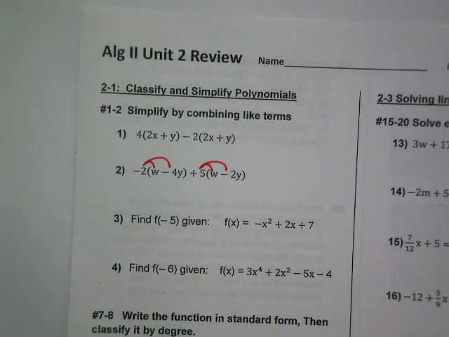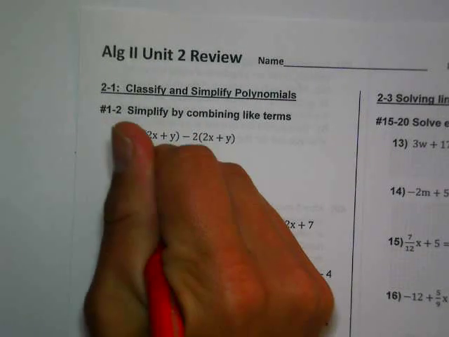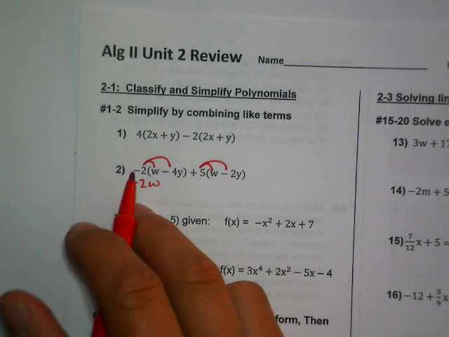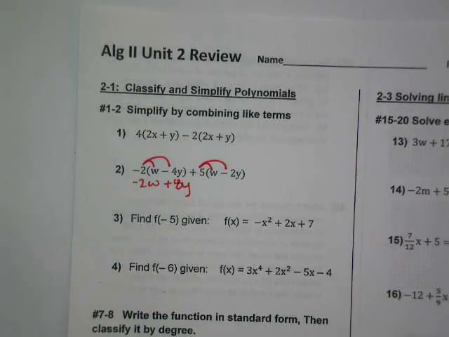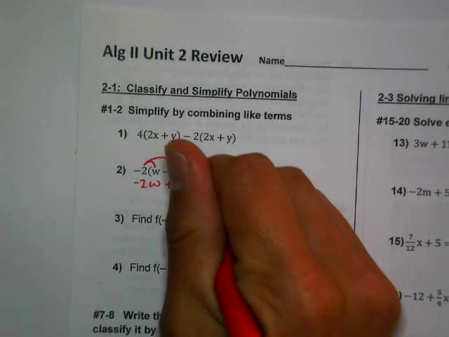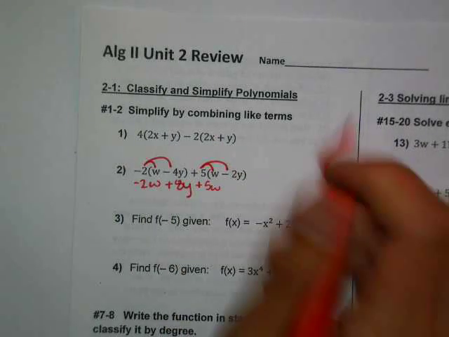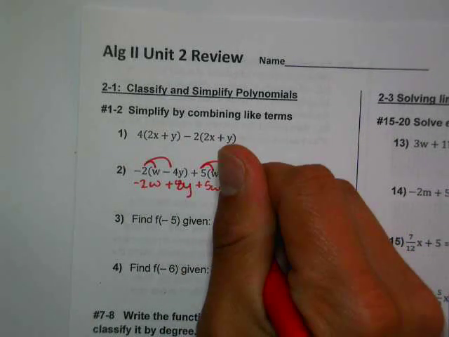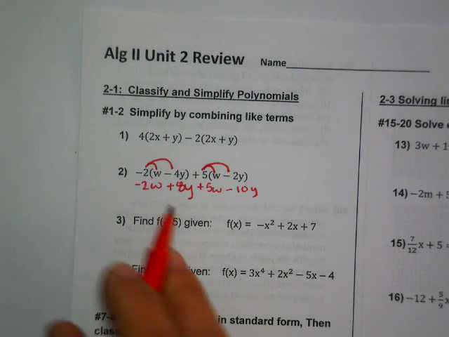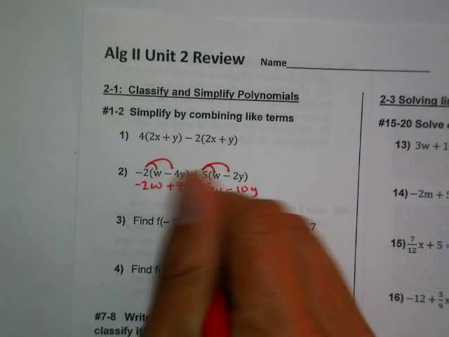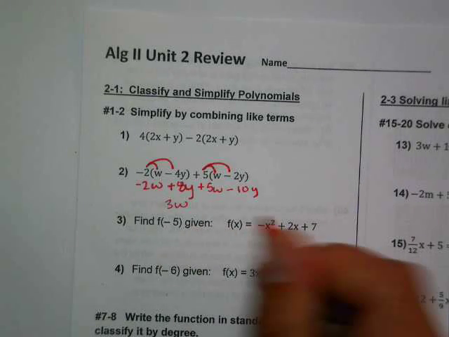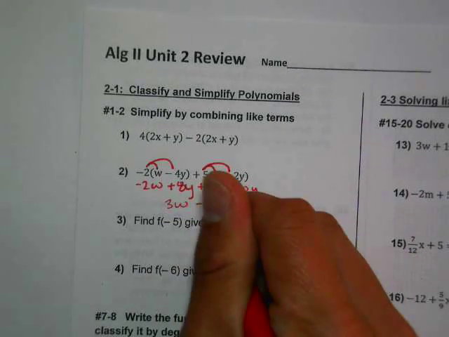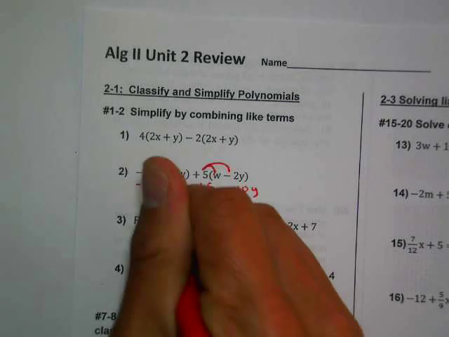So, -2 times w, -2w, -2 times -4, positive 8y, 5 times w, 5w, and 5 times -2y. Very good. Combine your two w's together, and you get 3w: -2 plus 5. And combine your y's together. One's negative, one's positive.